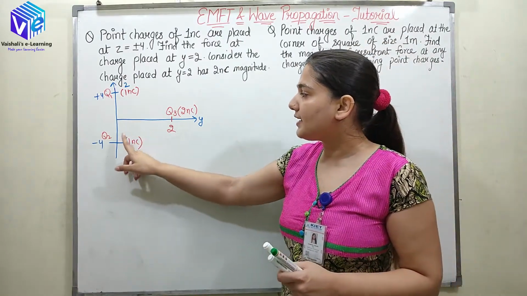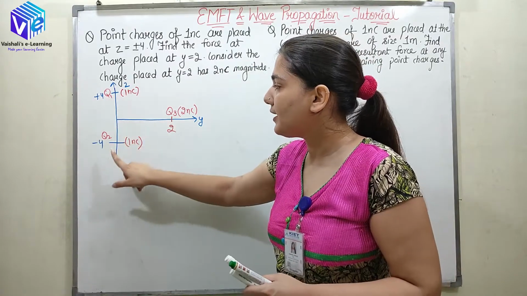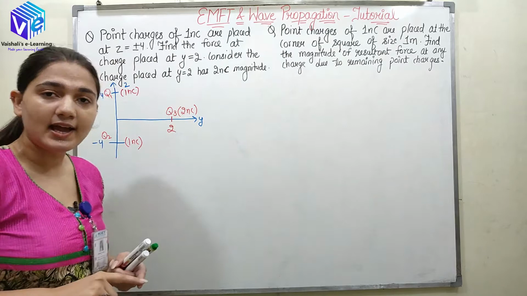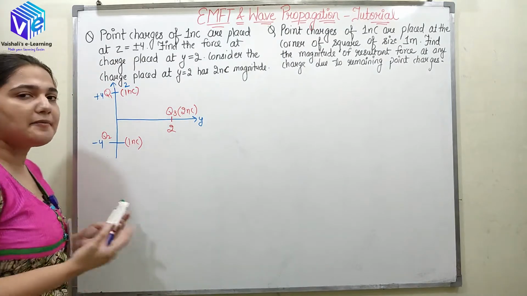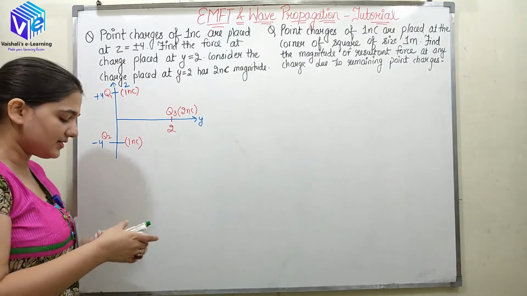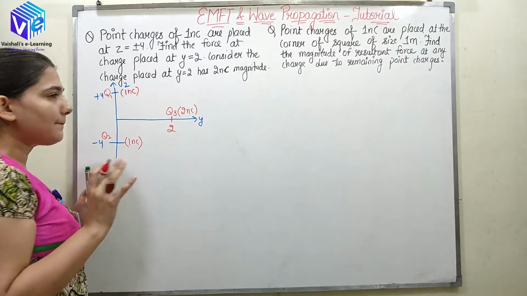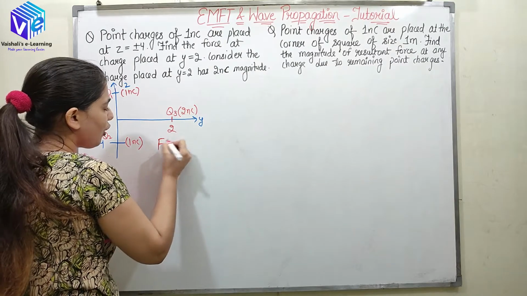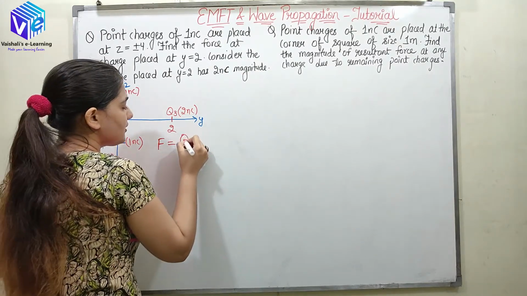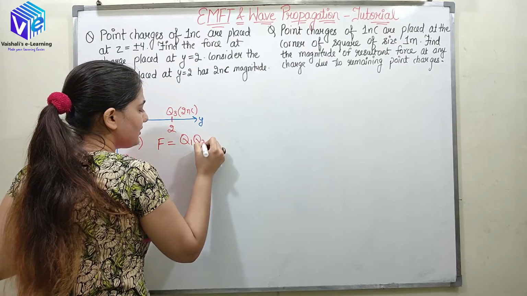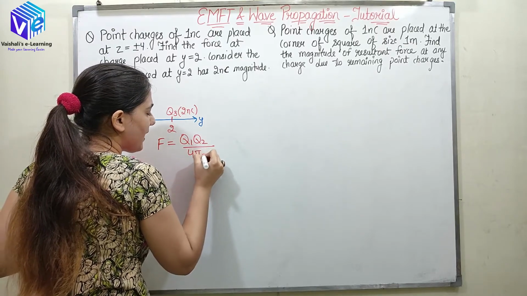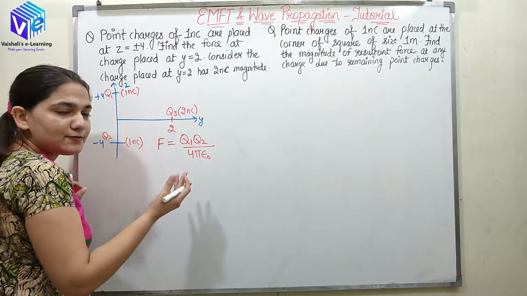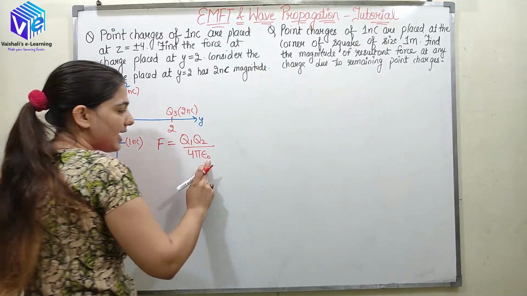Now I need to find the force due to Q1 and Q2 on Q3, with direction, so I will be considering all of the directions as well. Now if I apply Coulomb's law, I hope you remember it. According to Coulomb's law, force is given by Q1 Q2 upon 4 pi epsilon. Here I am supposing it is vacuum, so I am taking 4 pi epsilon naught.